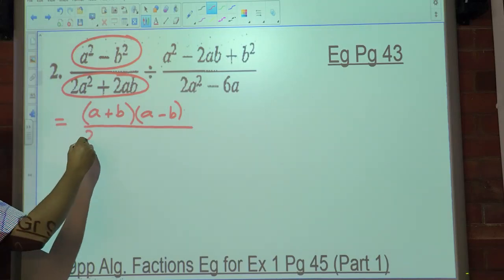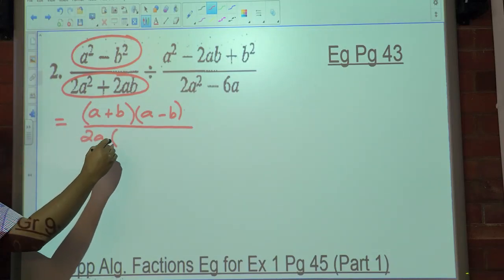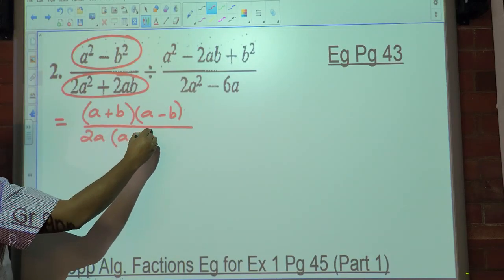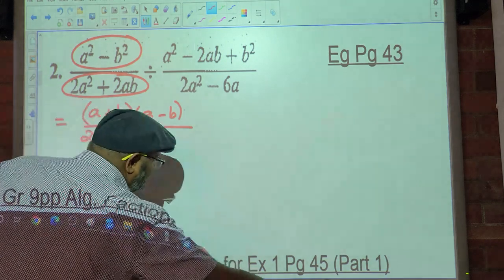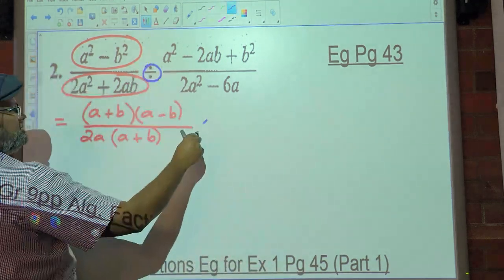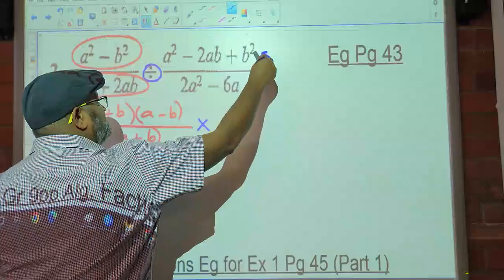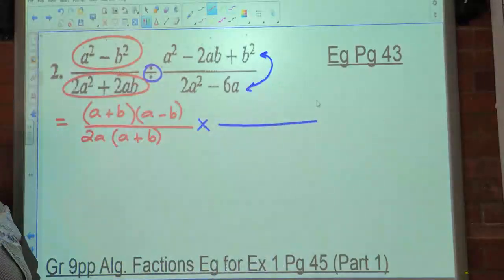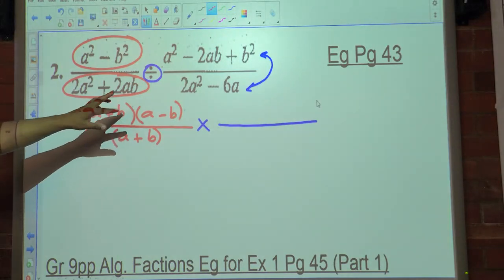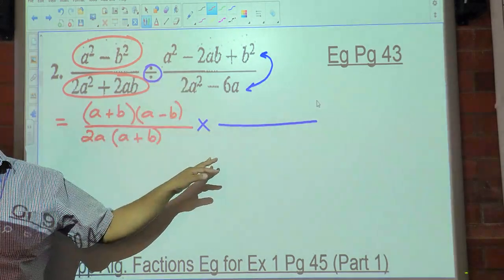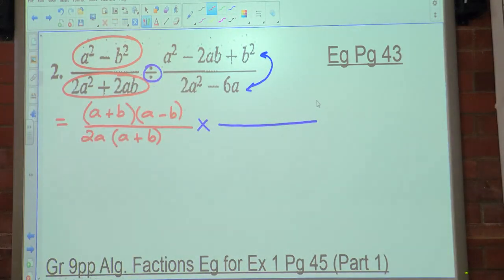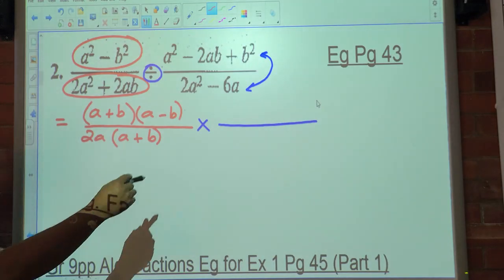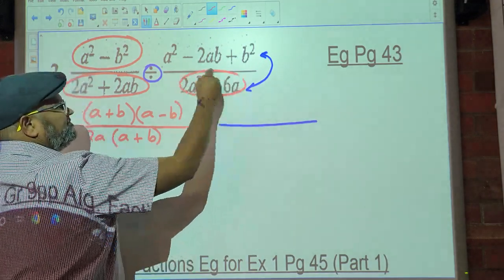So we're taking 2a as the common factor. What are we left with? a plus b. We said we're going to change this to multiplication. Then we're going to swap this around. Remember when we did the fractions? Swap that around. Same thing. So now that is in the numerator, not so.